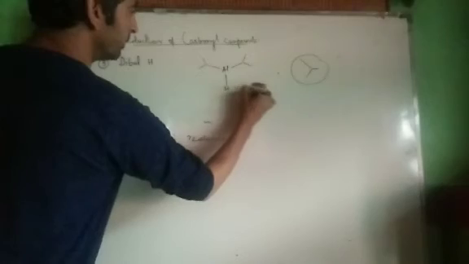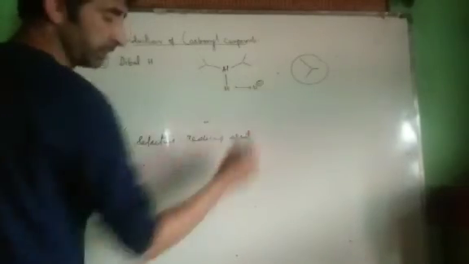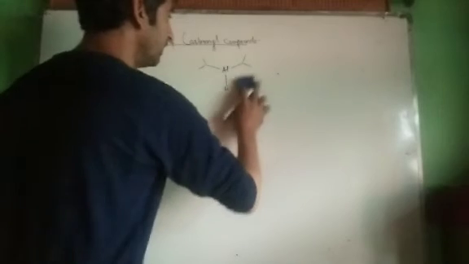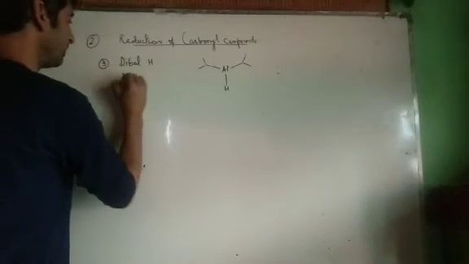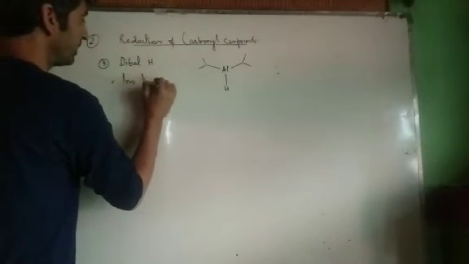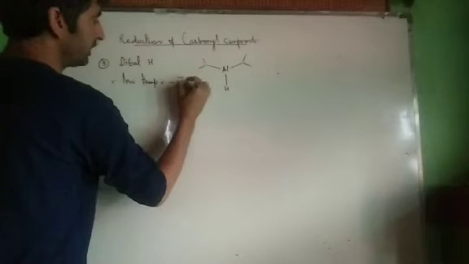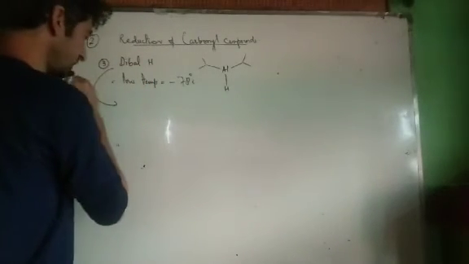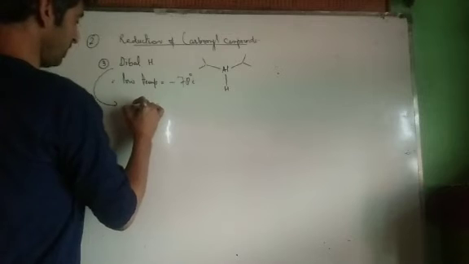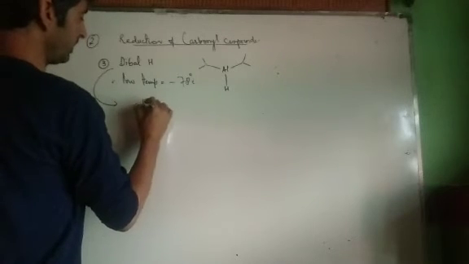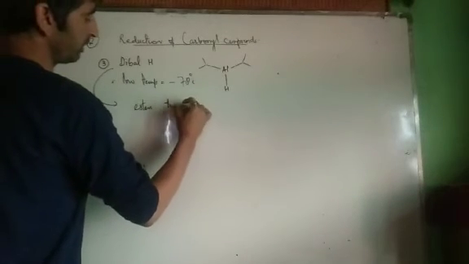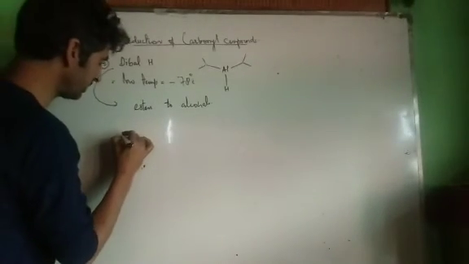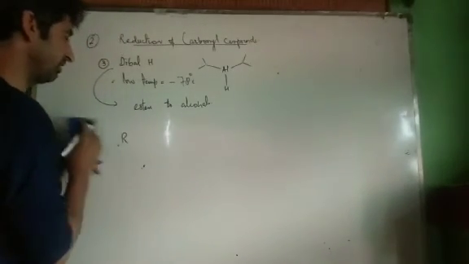It is also a hydride donor. It is a very important reducing agent. It usually works at low temperature, that is a temperature of minus 78 degrees centigrade. Particularly it is used for the reduction of esters to alcohols. Now what are esters? We'll see later on what esters are.